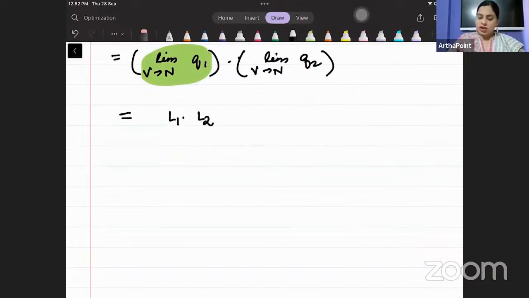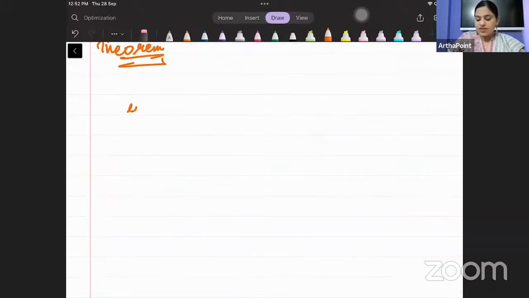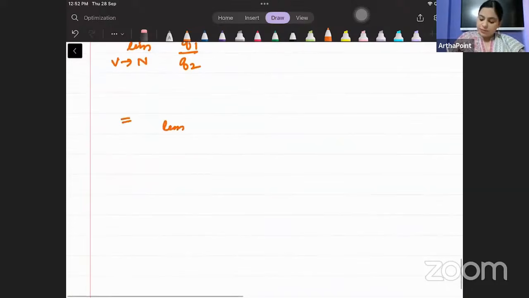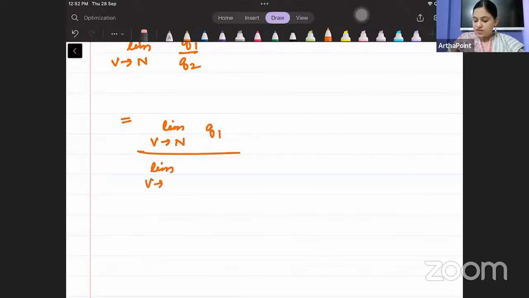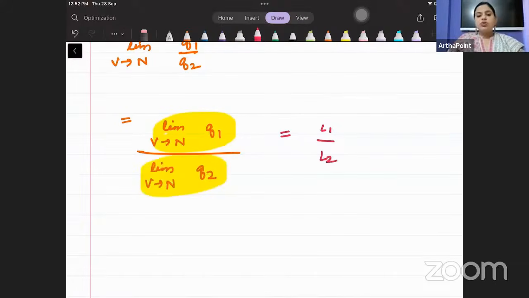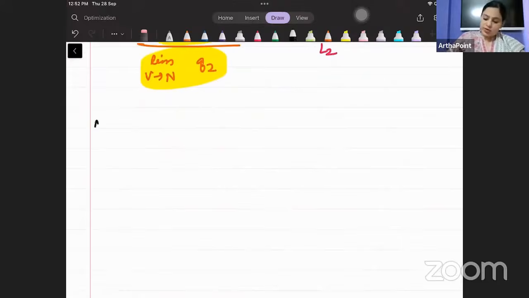Clear हुई बात? अच्छा, now let's take one more theorem here. That theorem is for division. Same ही है, कुछ difference नहीं है. So if I say limit v tends to n q1 by q2, so beta you can just spread the limit and get limit v tends to n q1 upon limit v tends to n q2. So beta this part is given to me as L1 and this part it is given to me as L2. So it will be L1 by L2. Clear? Okay, I will give you some question, try to do them.